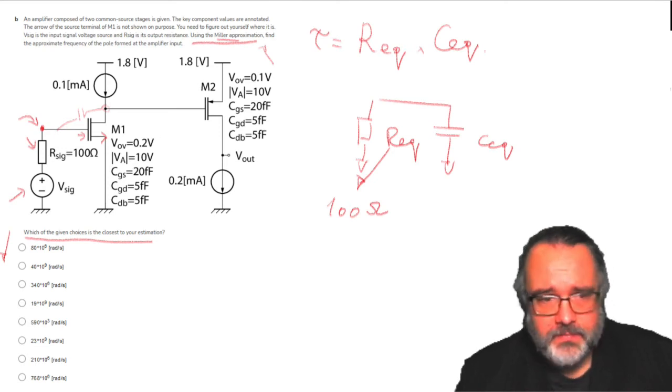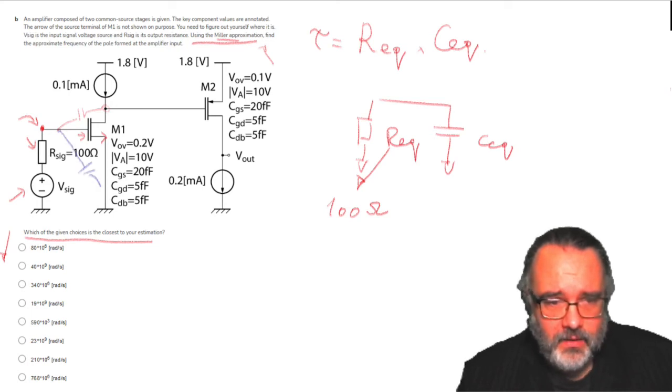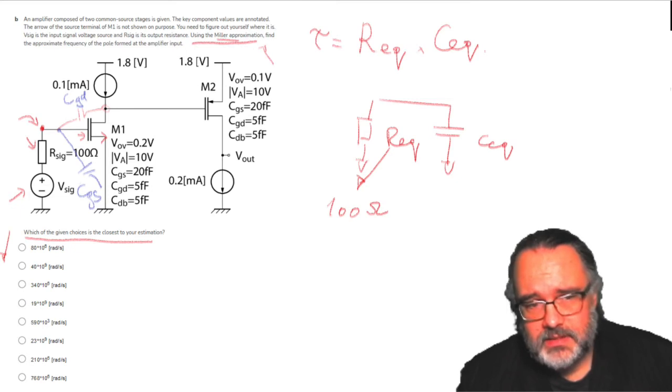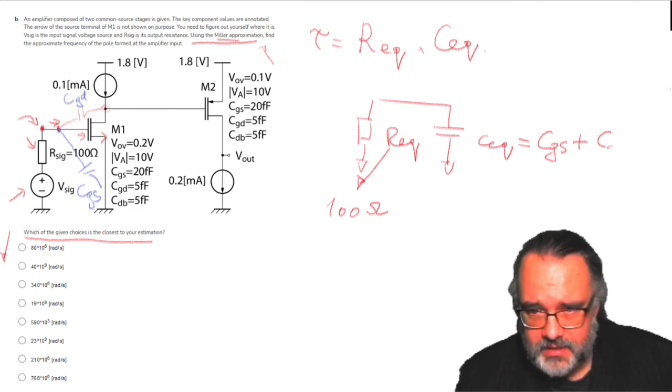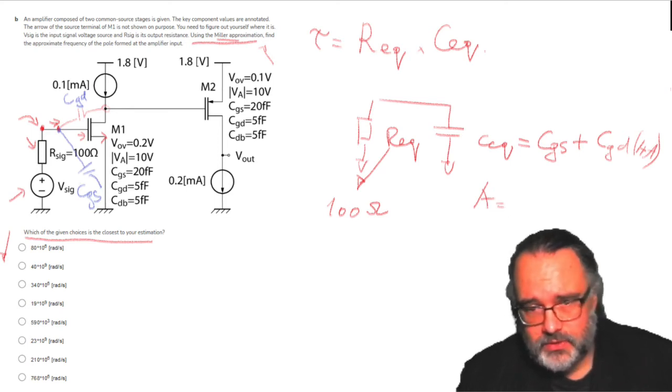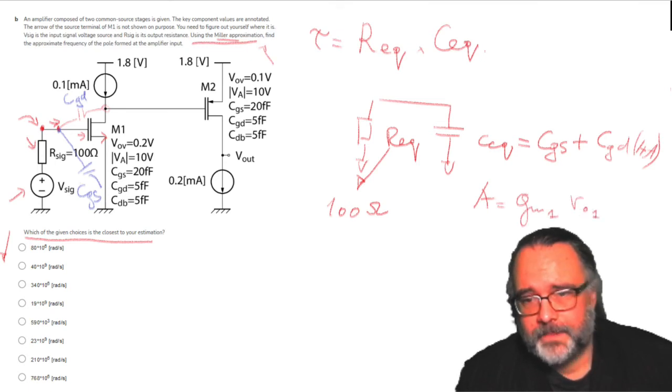The equivalent capacitance will be composed of the capacitances that are connected at this node. And we have basically two capacitances. One will be C gate source, and the other will be C gate drain. Now the problem with C gate drain is that this is a Miller capacitance. This means that its effective value, or the charge needed to charge this capacitance, depends very much on the gain of the first stage. So for the equivalent capacitor I can write C gate source plus C gate drain multiplied by the Miller effect, 1 plus the gain of the stage, where A is the DC gain of the first stage, which for a common source stage will be gm1 R out 1.